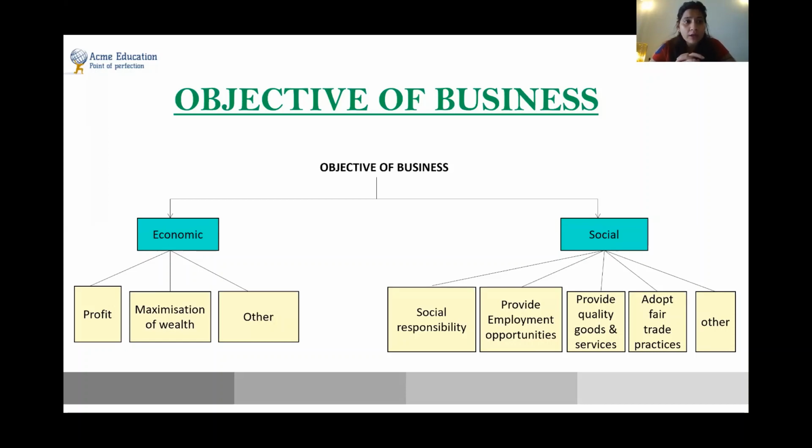You should not manipulate the customers and charge a higher price. You should provide them a good quality of the products. The next is adopting a fair trade practice, which means that you have to charge a reasonable price or a reasonable profit from the customers. You cannot exploit them and you cannot charge a very extra amount from them.